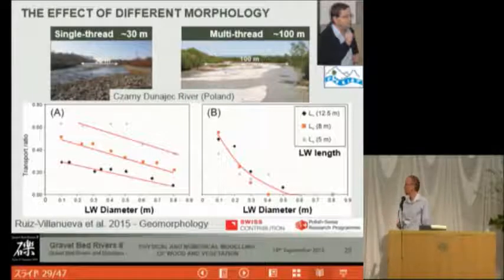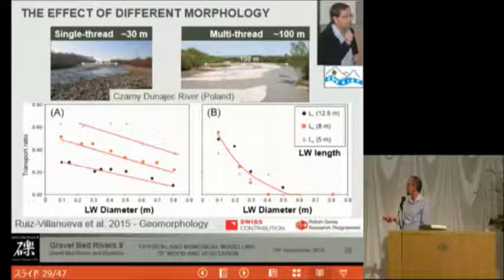And in this case, the model pointed out that there is actually a huge difference in these two morphologies, mainly because the response of these two morphologies during a flood is quite different. In a single thread river during a flood, you mainly have a change in depth, but the width is almost the same, whereas in a multi-thread river, the depth doesn't change much, but the width changes quite a lot. And the wood transport reflects this.